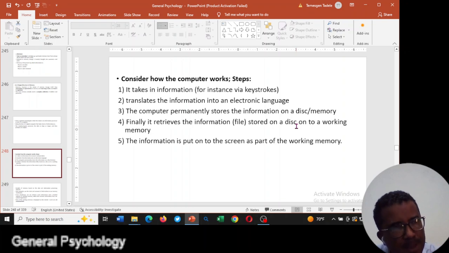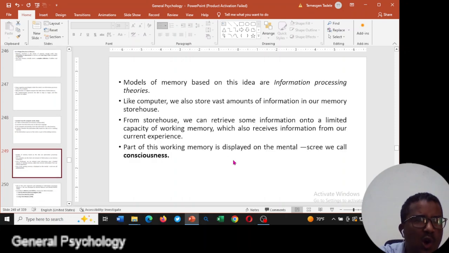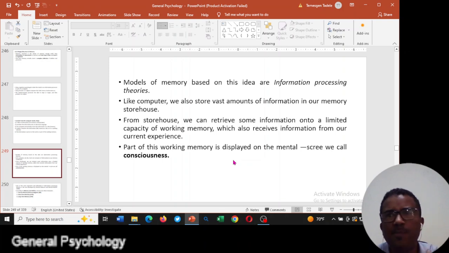So both a computer and a human mind can make retrieval. Still, they have similarities. The information put on the computer screen can work and start its function. Similarly, the human mind also retrieves information from the long-term memory and it is possible to use it practically. So the models of memory based on this idea are known as what? Information processing theory. Information processing theory is a theory that explains how a computer works and how the human mind is similar to computers.